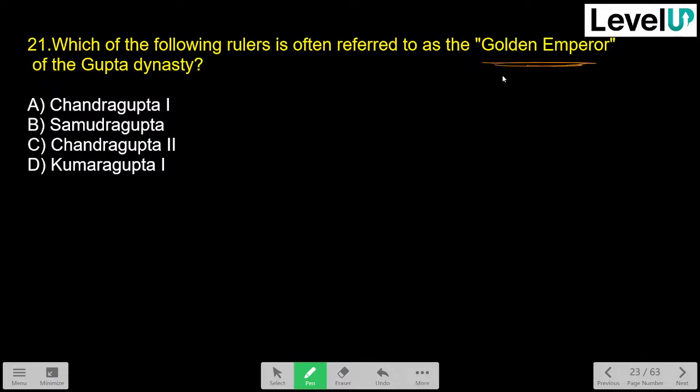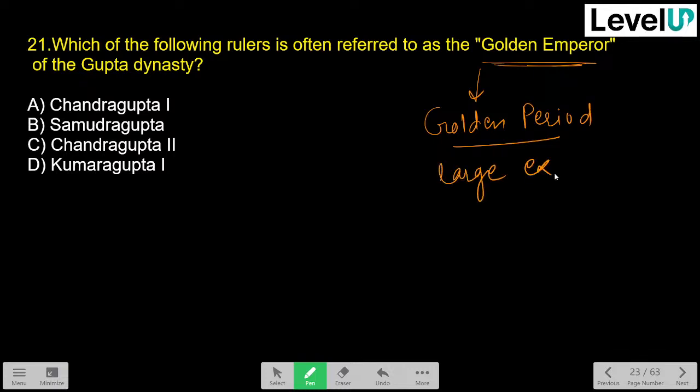Next question. Which of the following rulers is often regarded as the golden emperor of the Gupta Empire? Why is he the golden emperor? Because it was the golden period of the Gupta Empire, because of the large extent of the empire. During his reign, the empire was at its largest extent, right? Who was that? A very famous ruler.